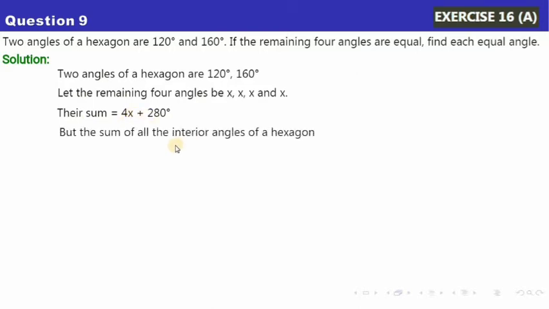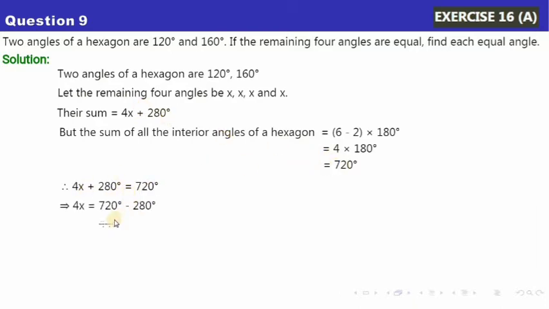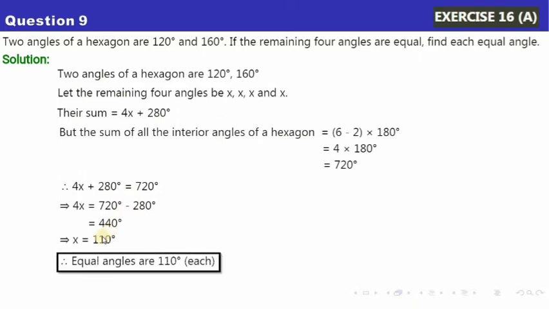But you know, the sum of the interior angles can be calculated using n minus 2 into 180 degrees, where n, for a hexagon, the number of sides, is 6, isn't it? So 6 minus 2 is 4. So 4 into 180 is 720. Now, again, this is your sum of the interior angles. This is also your sum of the interior angles, isn't it? So that means they must be equal. So from here, if you calculate the value of x, it turns out to be 110.